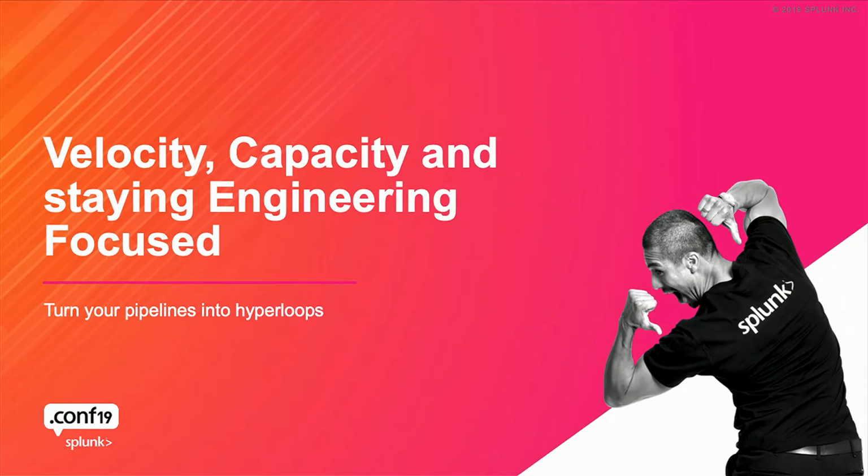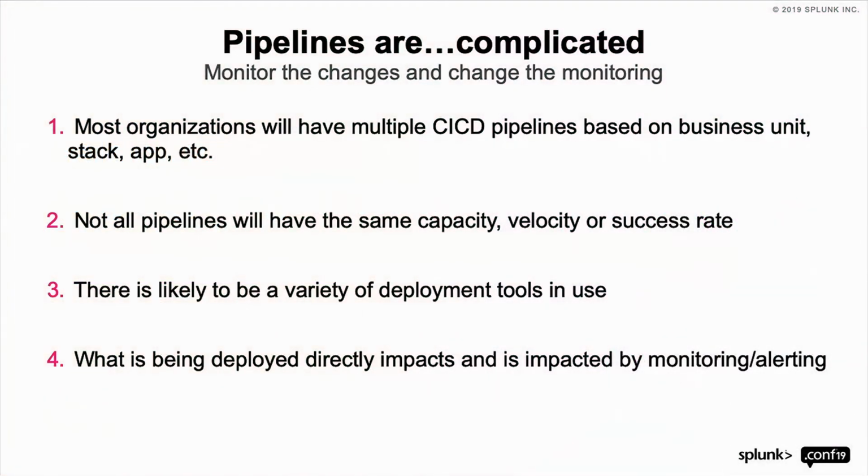All right, so we've talked a lot about the monitoring and alerting piece. That's kind of the biggest bulk of what everybody's concerns are when they start down this road. But again, velocity, capacity, and staying engineering focused is also a very big component of being a site reliability engineer. And that has to do a lot with your CI/CD pipelines. And pipelines are complicated.